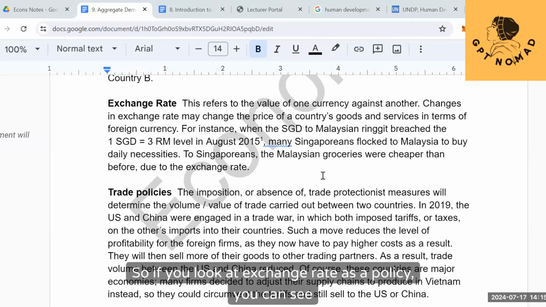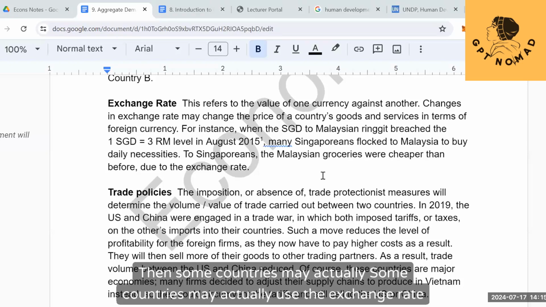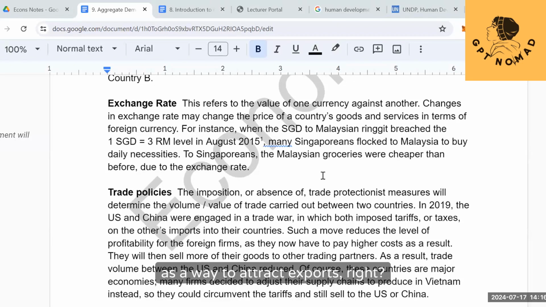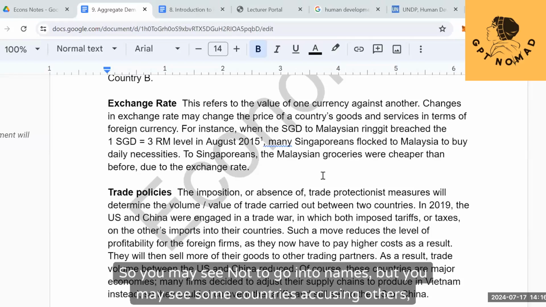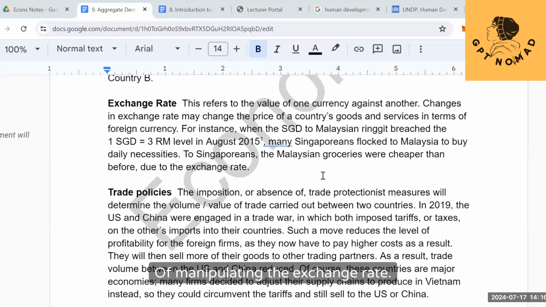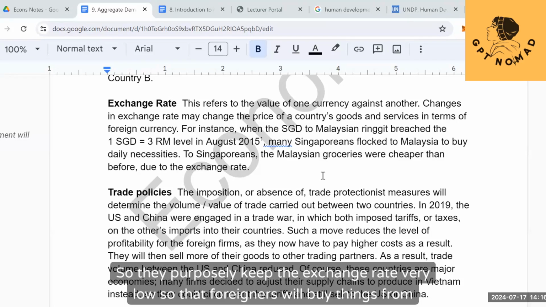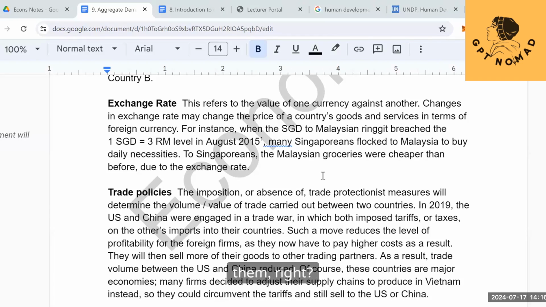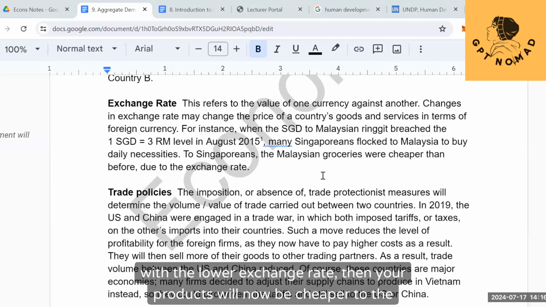If you look at exchange rate as a policy, since the exchange rate can affect the level of exports, some countries may actually use the exchange rate as a way to attract exports. Not to go into names, but you may see some countries accusing others of manipulating the exchange rate. They purposely keep the exchange rate very low so that foreigners will buy things from them, because with the lower exchange rate, your products will now be cheaper to the foreigners.